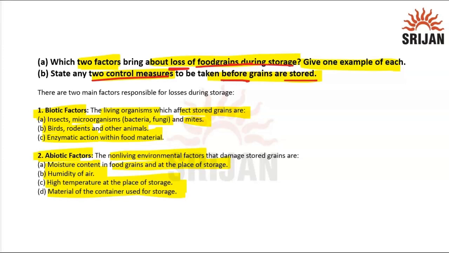So using a good material is a very important factor as well. These are the things that you need to take care of when you are understanding the loss of food grain during storage. Here it says one example, like you can see, a lot of examples that I have given to you.